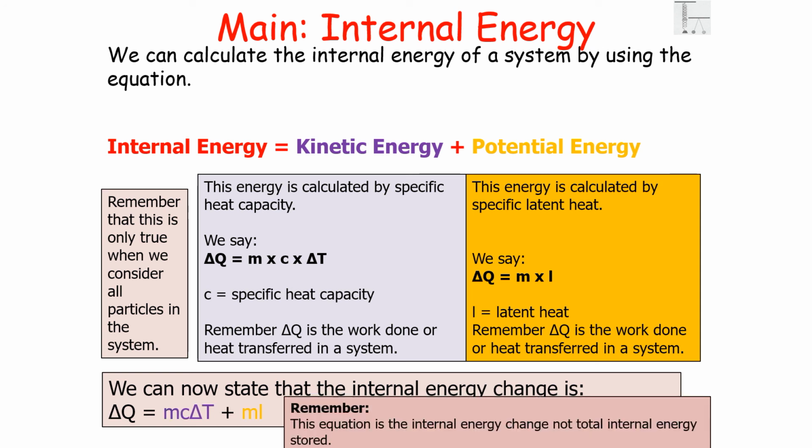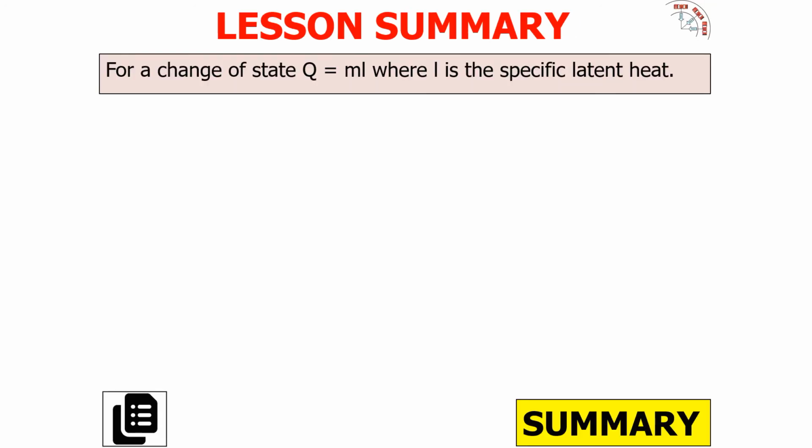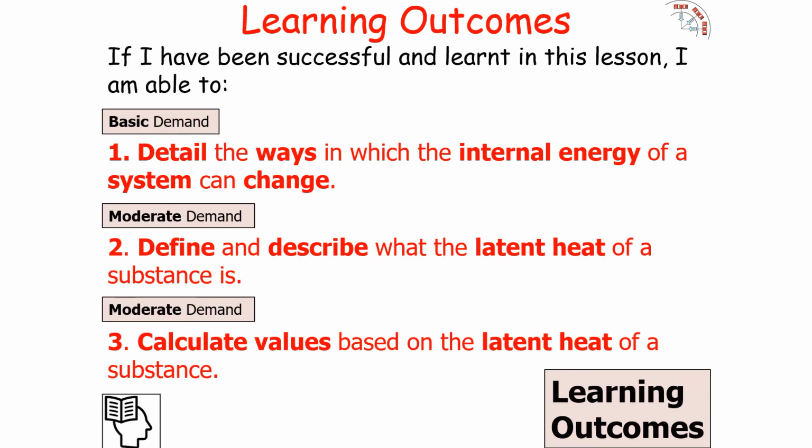Now please remember that this equation is not the total internal energy of the substance, rather it is the internal energy change. Now let's just summarize what we've learned in today's lesson. So for a change of state, Q is equal to mL, where L is specific latent heat. Now if we've been successful and we've learned in today's lesson, we can detail the ways in which the internal energy of a system can change. We can define and describe what the latent heat of a substance is, and finally we can calculate values based on the latent heat of a substance.